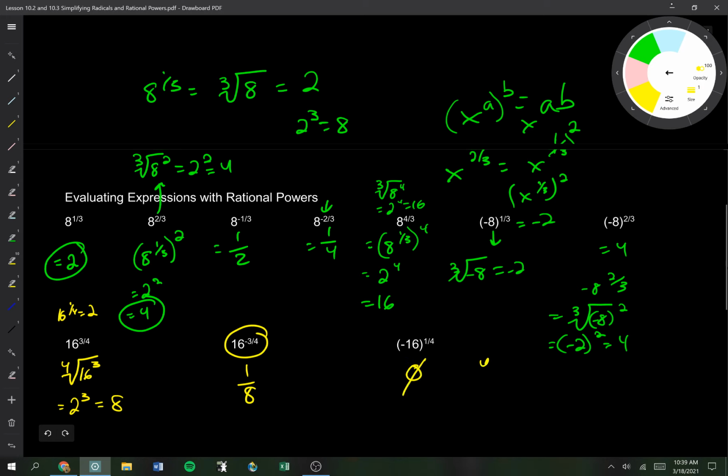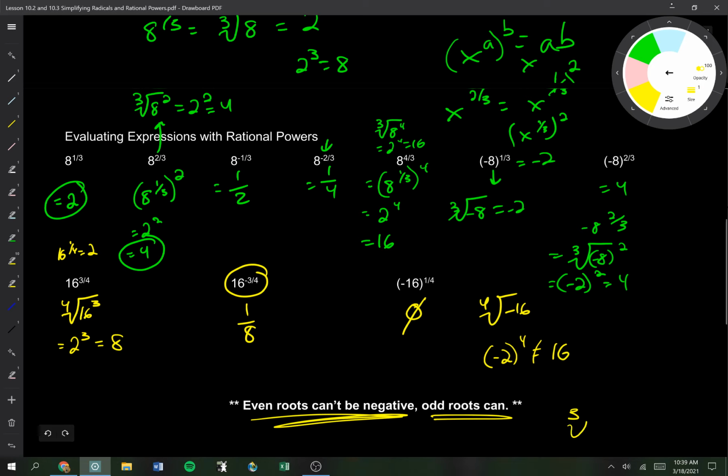Negative 16 to the quarter is impossible. I can't do a fourth root of negative 16 because there's no number that when brought to the fourth power comes out to negative 16. It's always going to come out positive. So even roots can't be negative. Odd roots can. I can do the third root of negative 27 because that's negative 3, but I can't do the fourth root of negative 64. That is not negative 4. You can do even roots if they're positive. You can do odd roots if they're negative. You can't do even roots if they're negative. Cool.